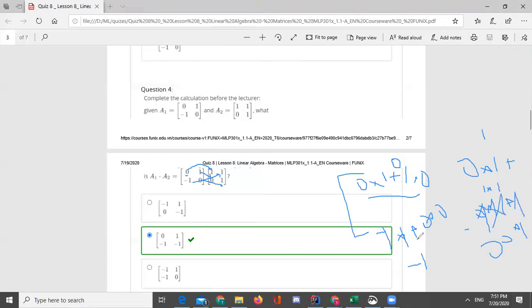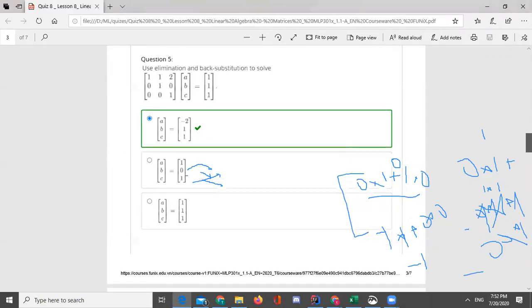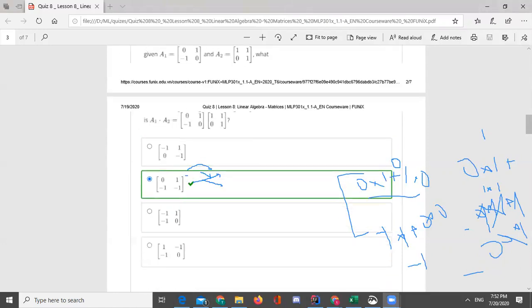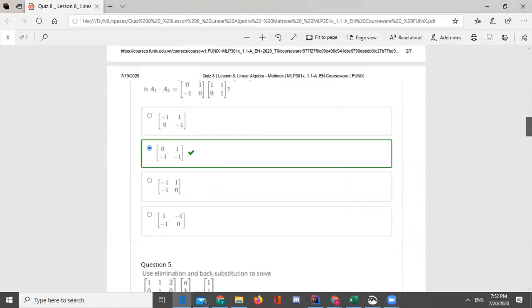Okay, then 0 times 1. Yes. Okay, okay, I got this. So let's do the last question. Okay, disable your screen so that, yes. Oh no, let me try it first.